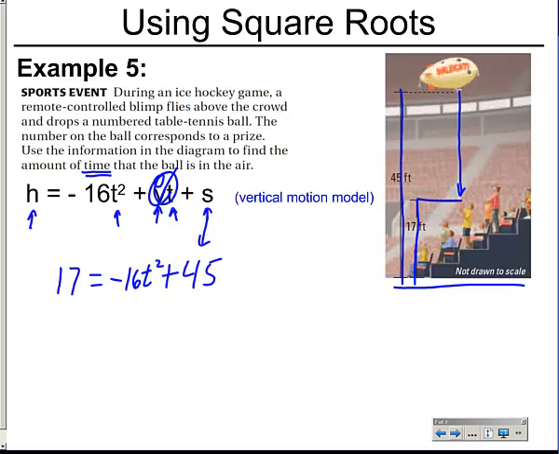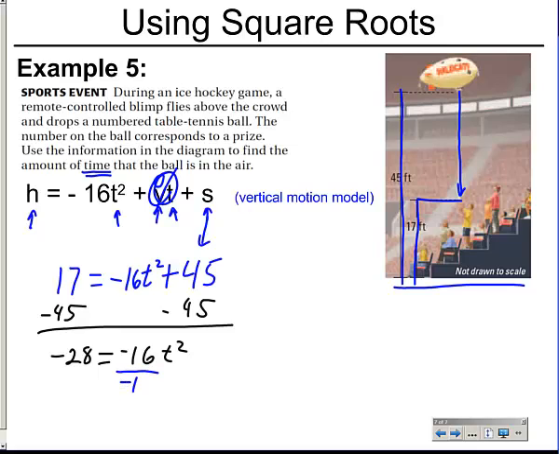Now I just need to work backwards to solve for t. The first thing we do is subtract 45 from both sides. Bring down my negative 16t squared, and on the left-hand side, we'll have a negative 28. Some of you might be thinking, wait a minute, you can't solve that with negative 28. Well, remember, we're not done yet. We haven't isolated the square. If I divide by negative 16, that negative over negative will turn the left-hand side back into a positive. 28 divided by 16 gives us exactly 1.75. And now I have the t squared by itself.